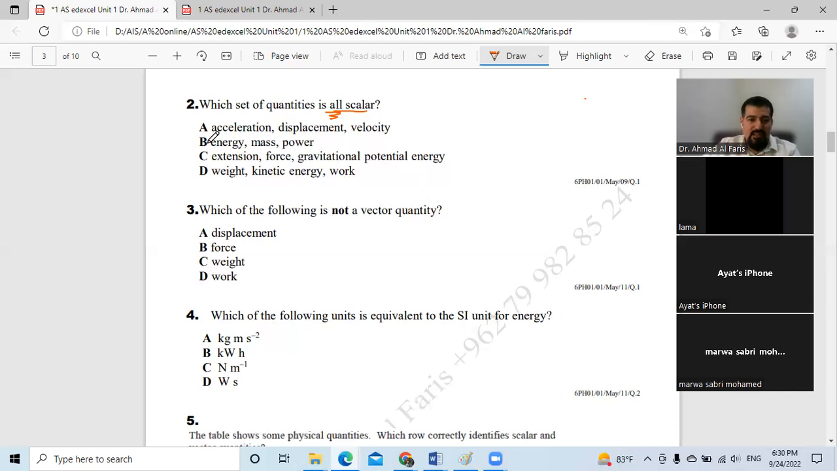Yes, you can see that the correct answer is B: energy, mass, and power. Because if we look at acceleration, displacement, and velocity, all of these are vectors, they have direction. Force and gravity have direction. Weight has direction. So in part B, energy, mass, and power, none of these have direction.